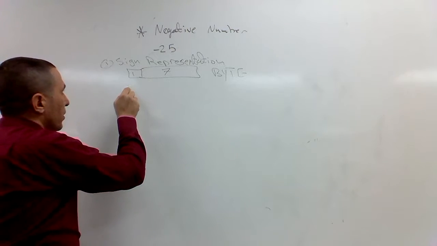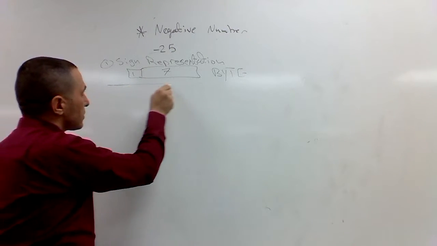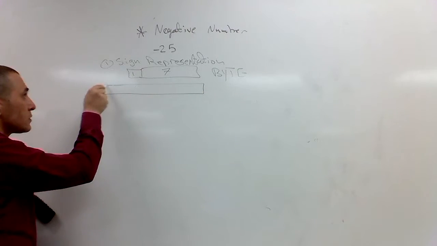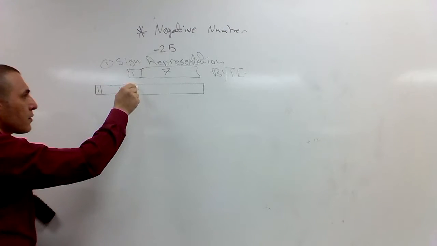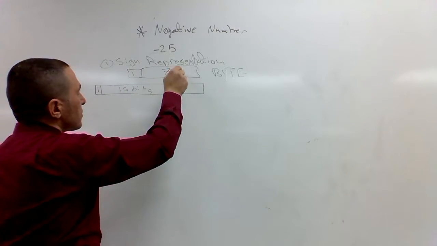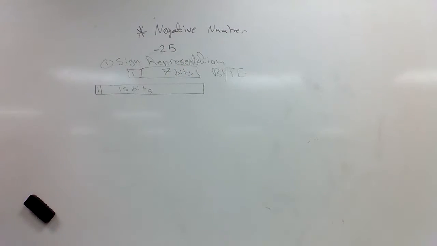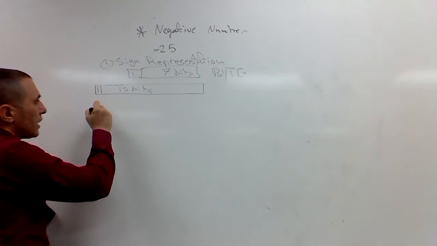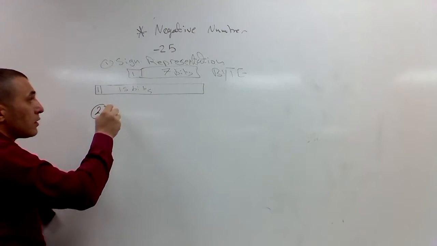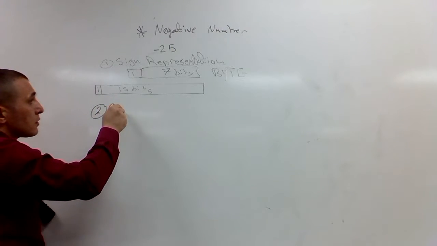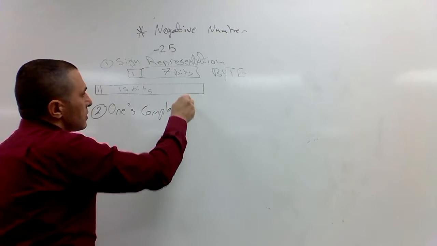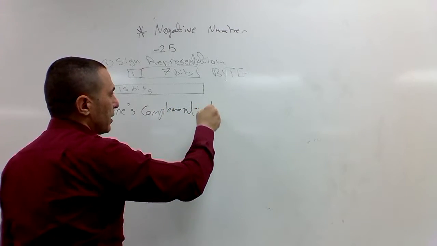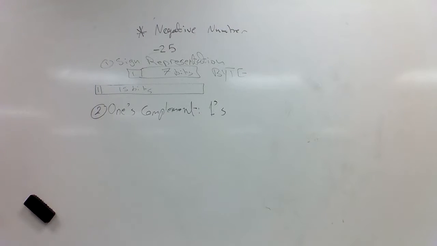If I'm using a word, what is it? One bit for the sign and 15 bits for the number, and we took examples on that. The second way was the 1's complement, and they usually write it this way: 1's complement.